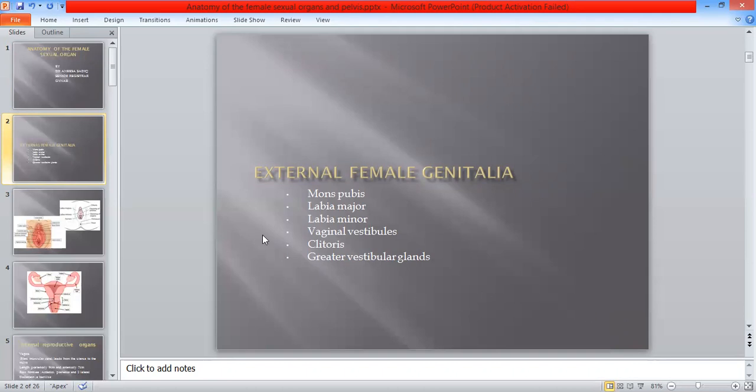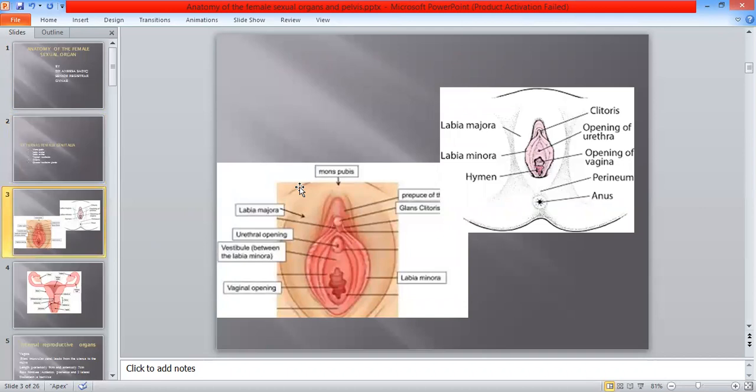First is the external female genitalia. As you all know, the external female genitalia consist of the mons pubis, labia majora, labia minora, vaginal vestibule, clitoris, and greater vestibular gland. This is a picture which I have taken from the atlas for better understanding.